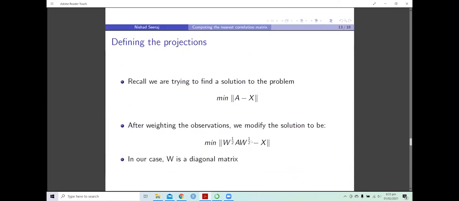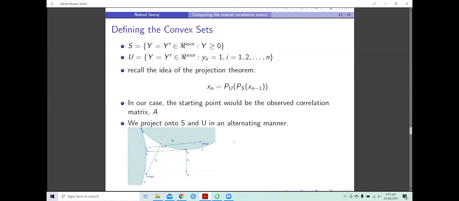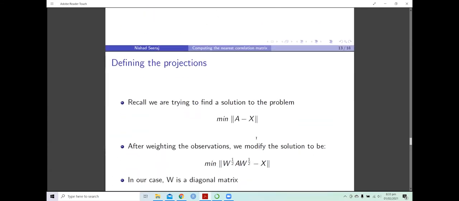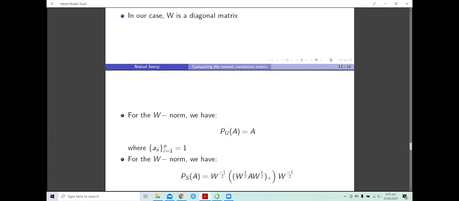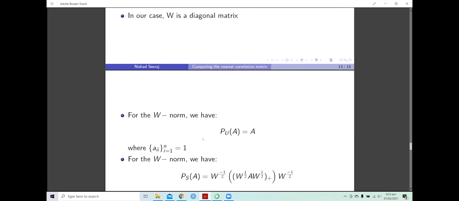Okay, so now that we defined our sets, S and U, we have to define the projections onto them. We have two different expressions for projection onto U and projection onto S. Because we're taking W as diagonal, we can take the projection onto U of A as just A, and replace all diagonal entries by 1. This will differ if you're taking a W matrix other than diagonal, but for now, we're just taking diagonal.